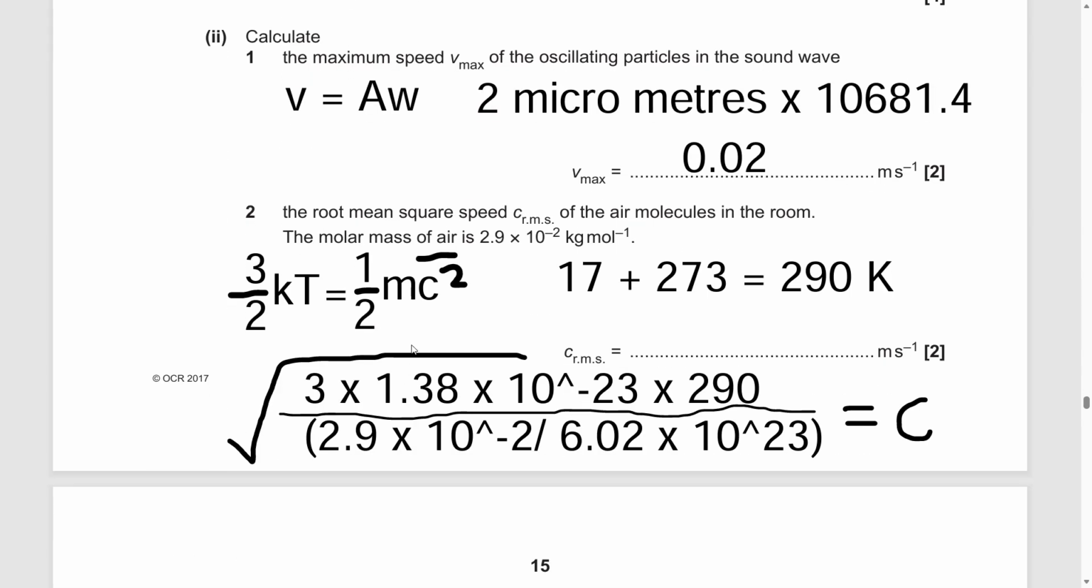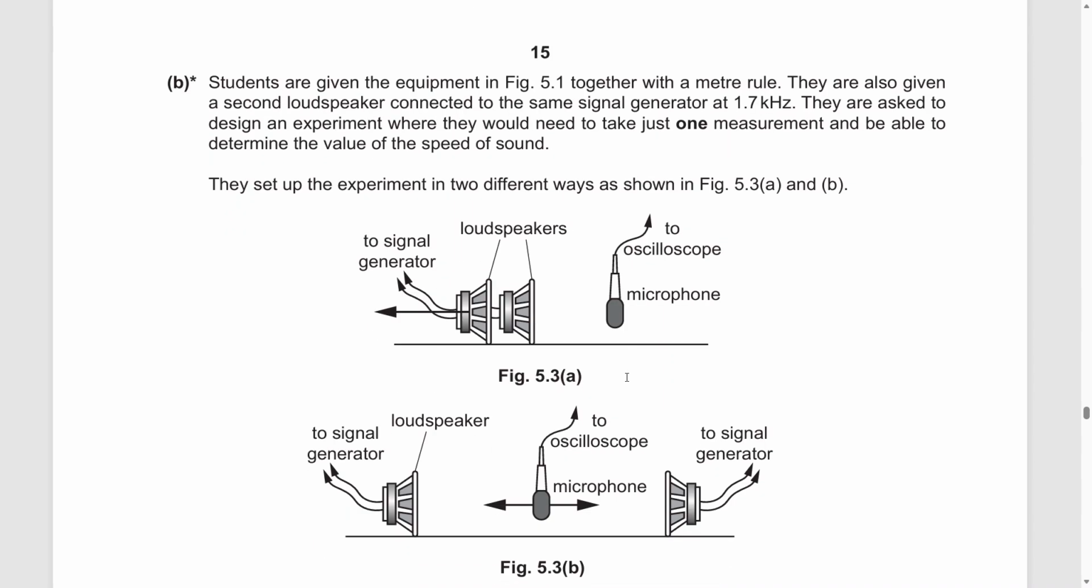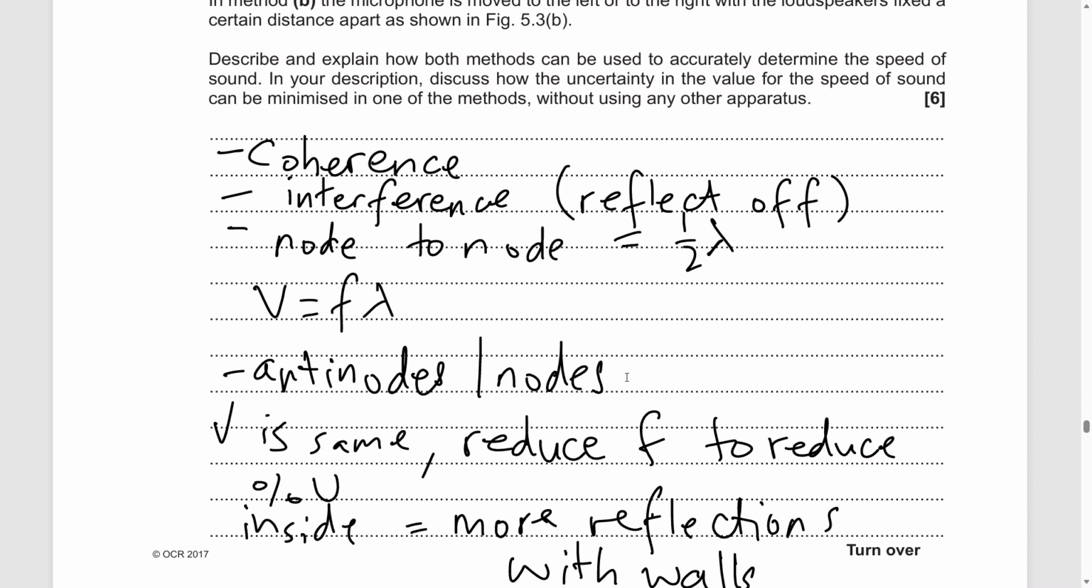For the next question, you use 3 over 2 kT equals half mc squared. Convert the temperature into absolute Kelvin scale. That gives you 290 Kelvin, and then just put all the numbers in. And then you need to work out the square root of c squared, because it's asking you for the root mean square.